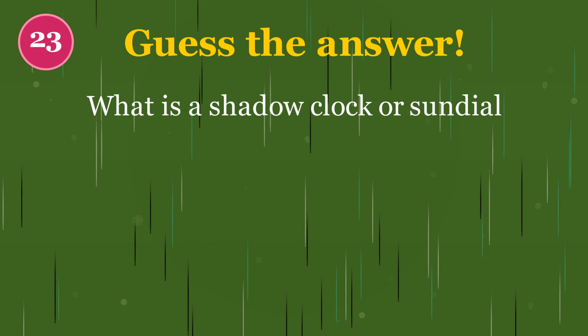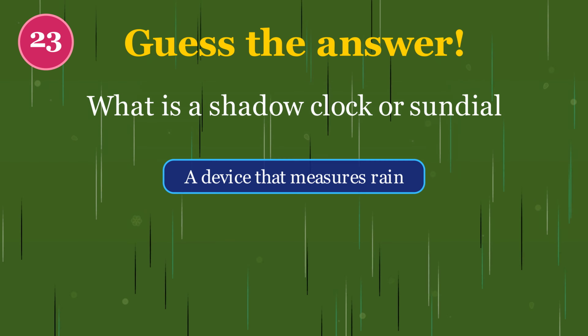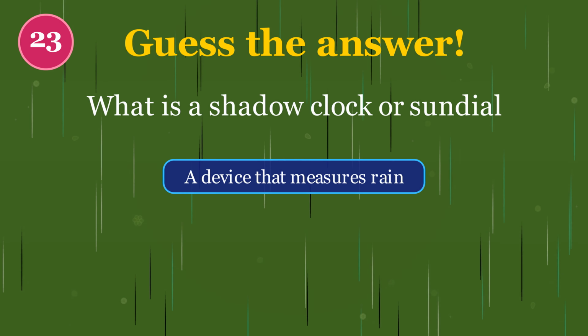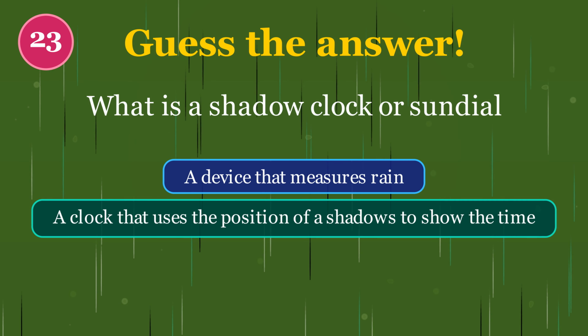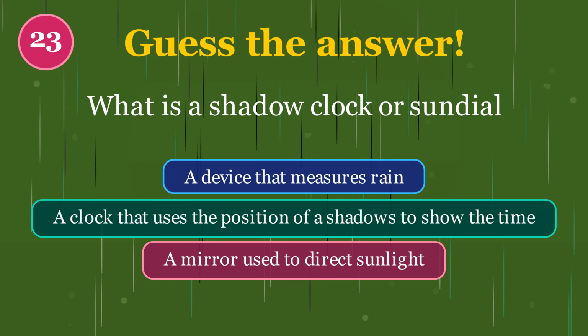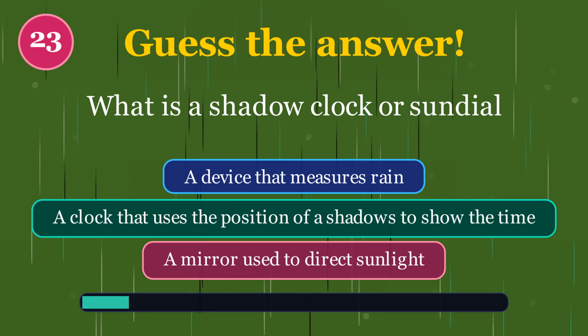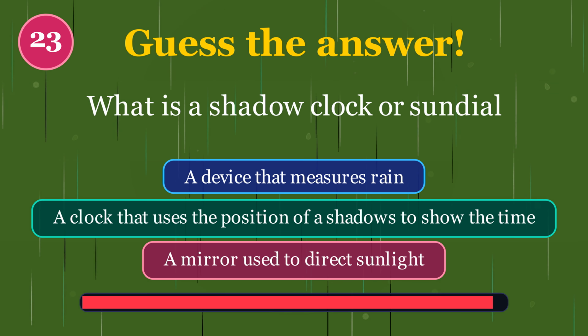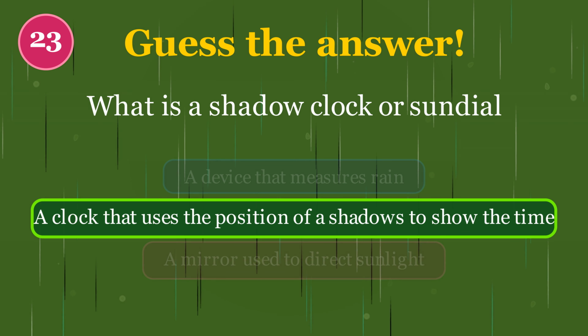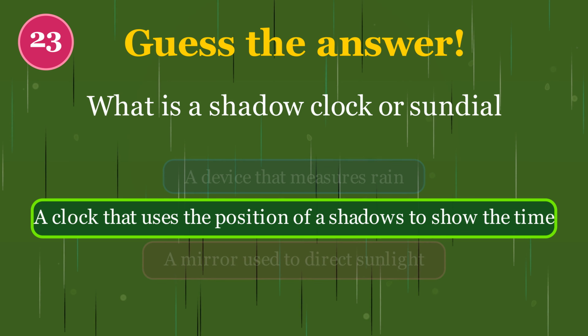What is a shadow clock or sundial? A device that measures rain. A clock that uses the position of a shadow to show the time. A mirror used to direct sunlight. The correct answer is a clock that uses the position of a shadow to show the time.